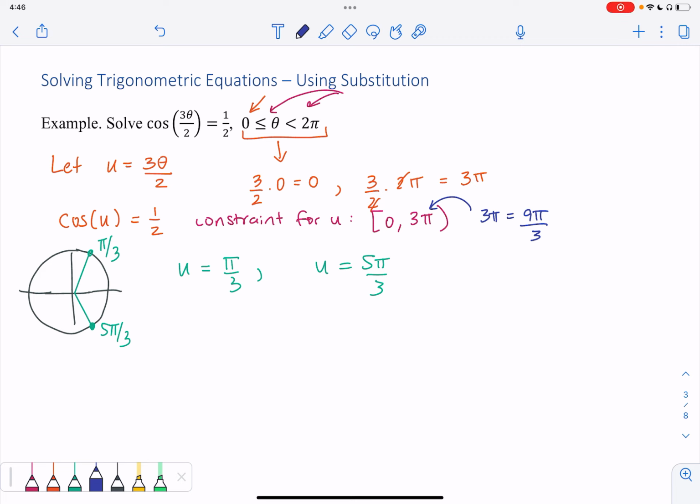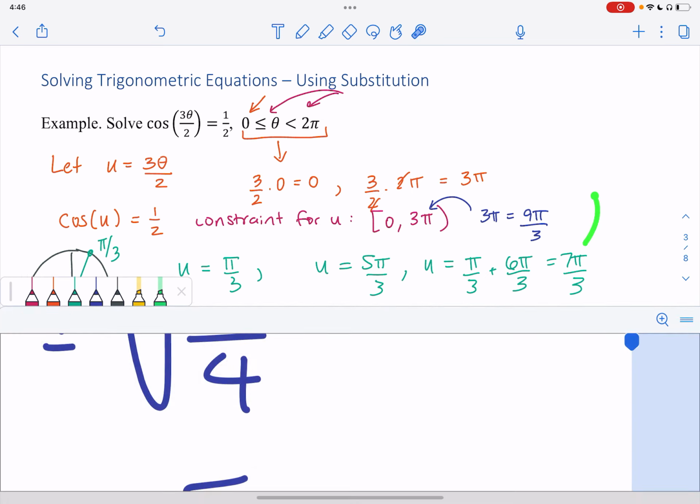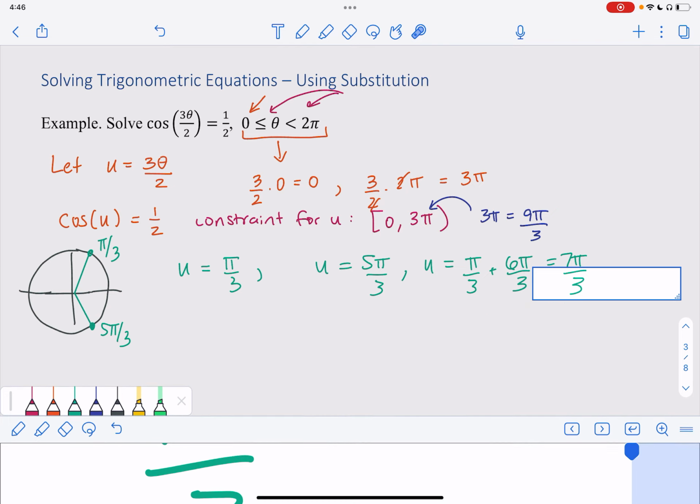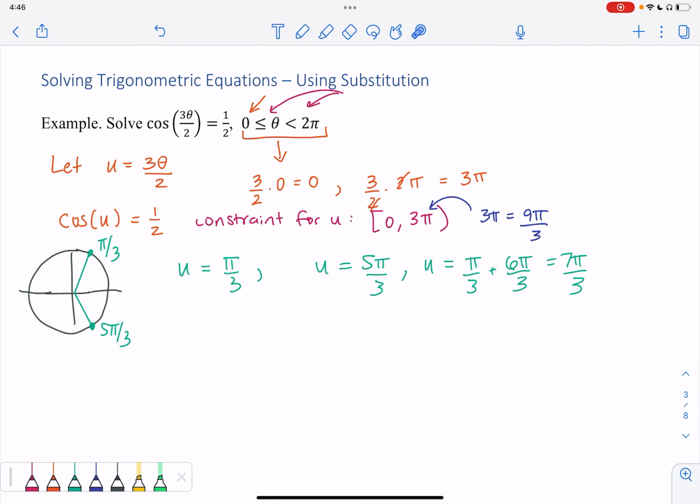Well, I want to think about this in terms of coterminal angles. So what if I started to do another lap? What would I get? Well, pi over 3 plus another full rotation. Let's see, what would that give me? I would get u equals pi over 3 plus what's another rotation in terms of thirds? It helps to speak that language. 7 pi over 3. Will that work? Yes, it's smaller than my 9 pi over 3. So I want to keep that one.